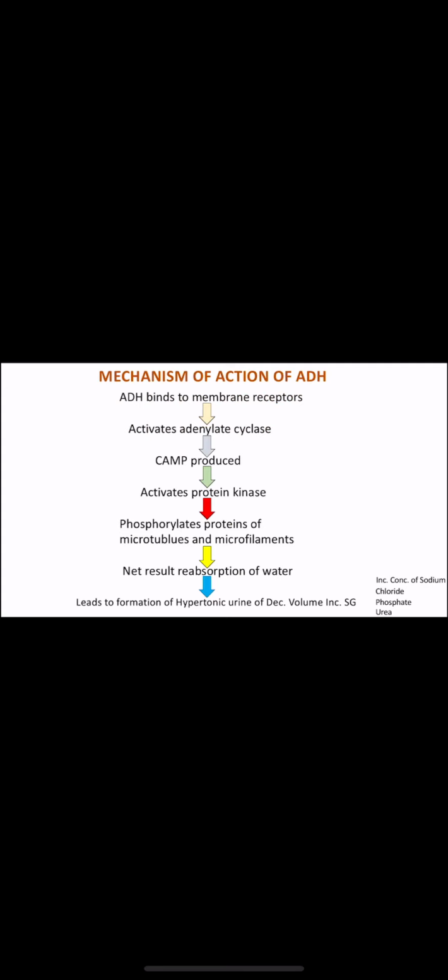Mechanism of action. As I already told you, it acts on the distal convoluted tubular cells. The antidiuretic hormone binds to the membrane receptor and activates the adenylate cyclase system. Once it is activated, cyclic AMP is produced. This secondary messenger activates protein kinases, which phosphorylate the proteins of microtubules and microfilaments, and the net result is reabsorption of water. So water is reabsorbed in the body, leading to the formation of hypertonic urine with less water and increased concentration of sodium, phosphate and urea.